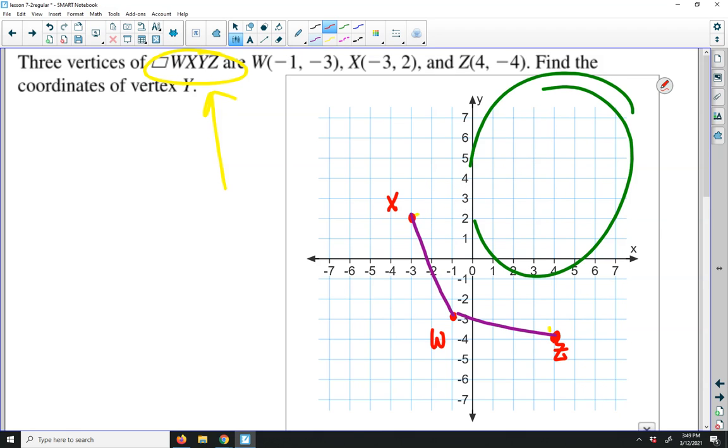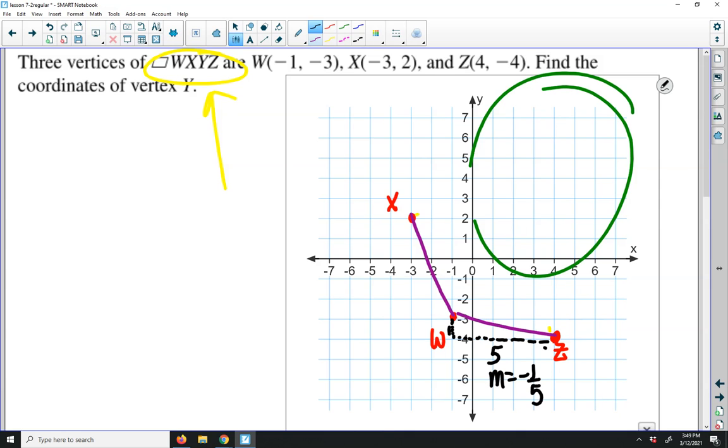So this has to do with slope. What we need to know is we need to either know the slope of XW or we need to know the slope of WZ. And it doesn't matter which one. So if I find the slope of WZ, that would be going down 1, and then I would be coming over 1, 2, 3, 4, 5. So my slope is going to be negative 1/5.